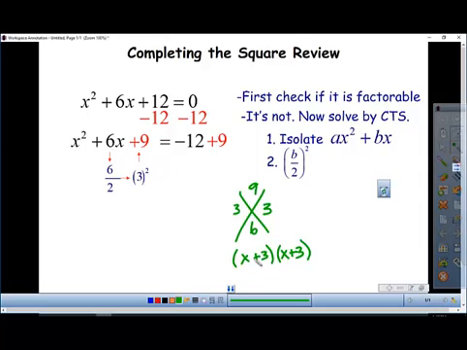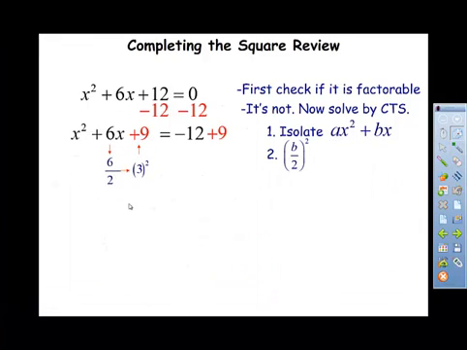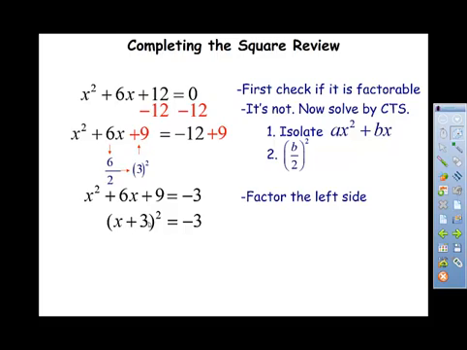Now there's another way that we could write this whenever there's two factors that look exactly the same. We could write it as x plus 3 squared. And that's really what we're going to do here. And that's the goal of completing the square. Okay? So instead of writing it like this, we're going to write it where we factor the left side and we get x plus 3 squared.